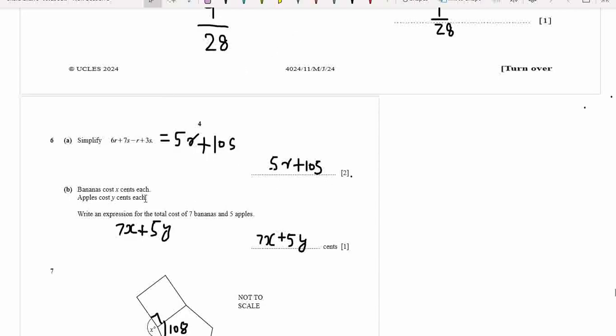That's it. Next is banana costs x cents each, apple costs y cents each. Write an expression for the total cost of the bananas and apples. 7 bananas, so 7x, and there are 5 apples, so it is 5y. Total will be sum of both, so answer will be 7x plus 5y.